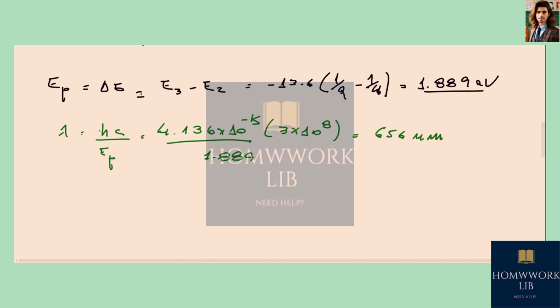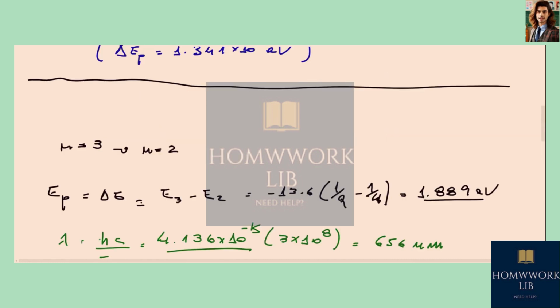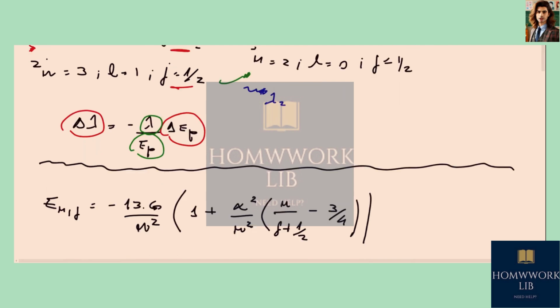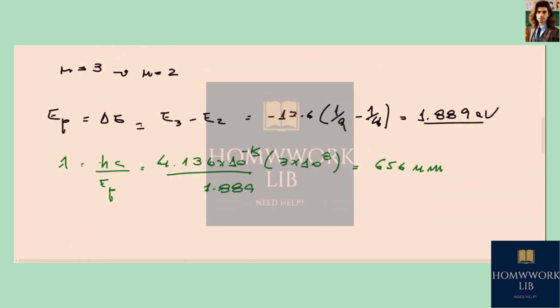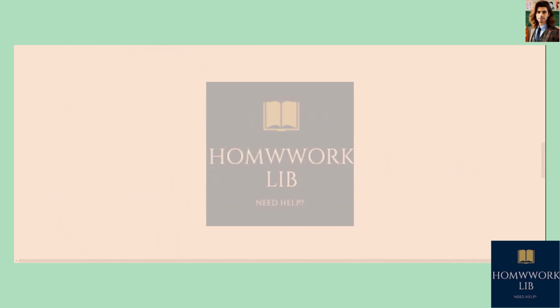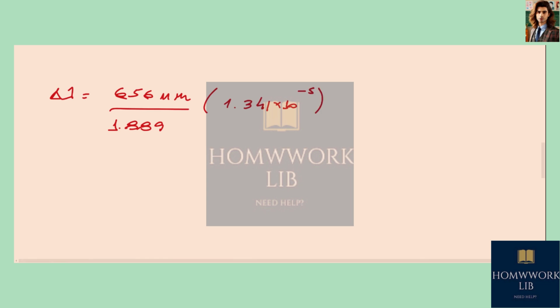This gives us a wavelength of 656 nanometers. Okay, and now we can finally use our equation to calculate the change between the wavelengths of the two emitted photons. So let's put in red the final answer. Delta lambda will be equal to 656 nanometers divided by 1.889, multiplied by delta E, which is 1.341 times 10 to the minus 5.